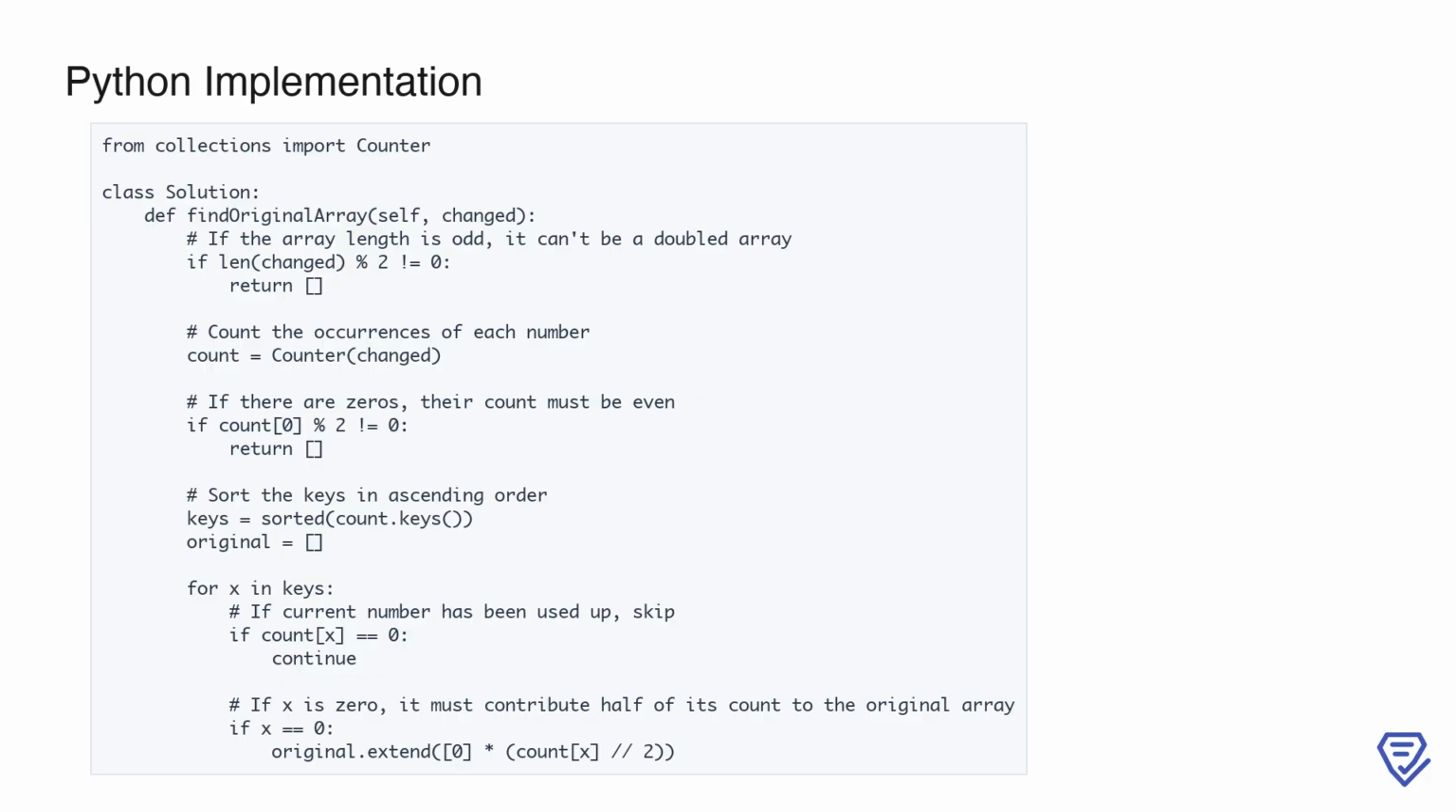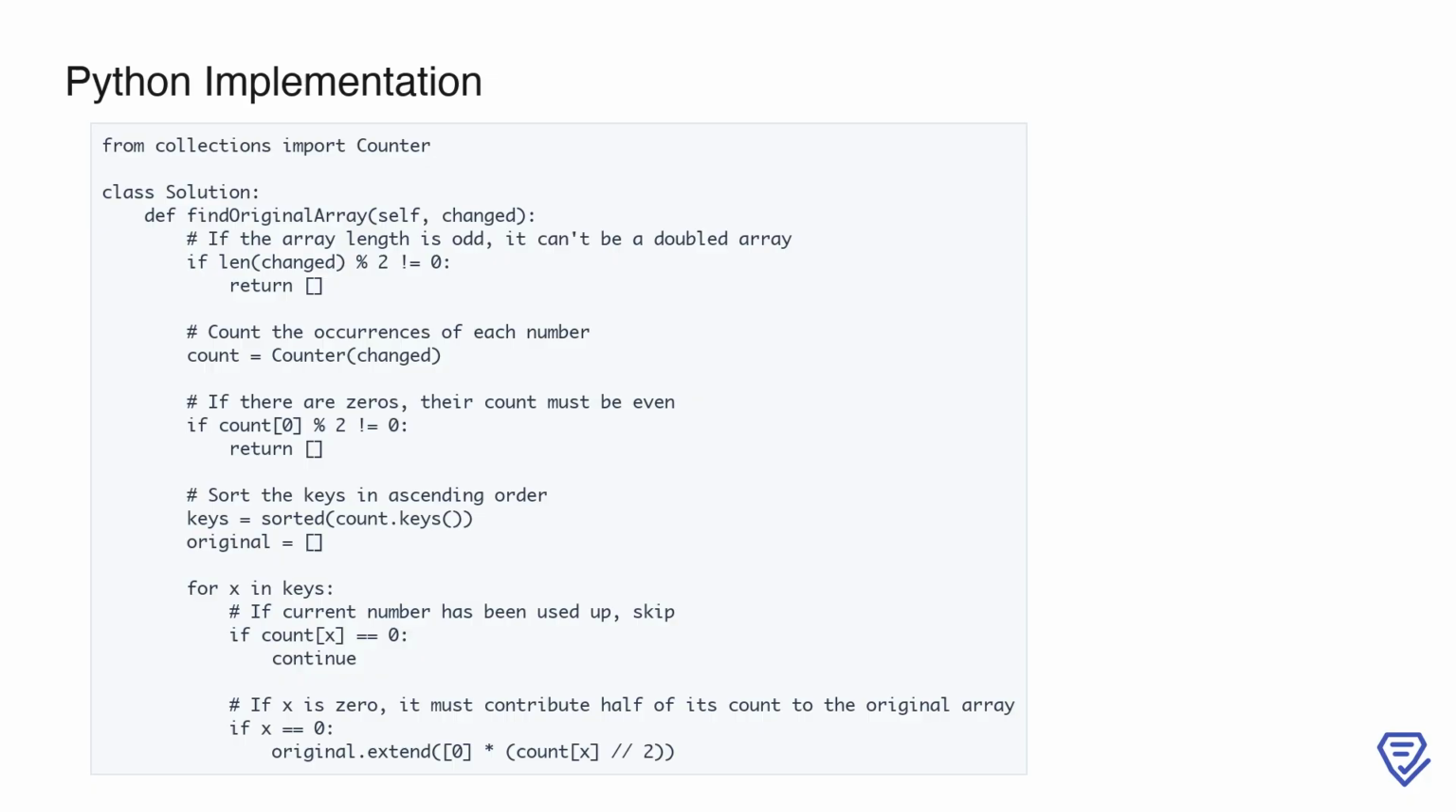We then handle a special case for zeros. If there are zeros in the array, their count must be even since each zero needs to pair with another zero to form a valid doubled pair. If this condition isn't met, we return an empty list. After this, we sort the keys of the frequency dictionary in ascending order.